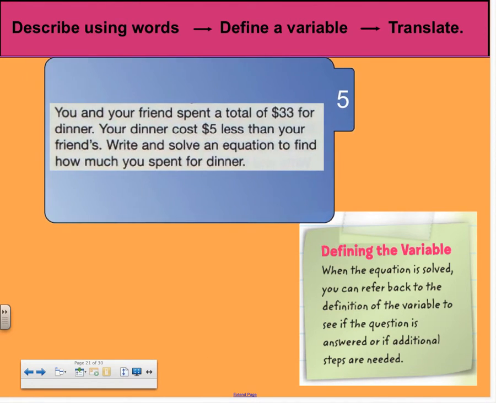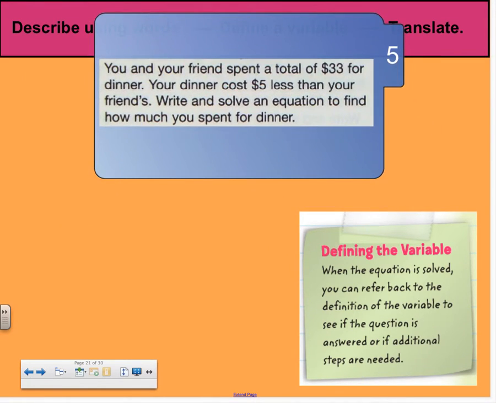So I want to look at this example right here. You and your friend spent a total of 33. So that's easy, right? Whatever we write down is going to equal 33. So that's nice. Your dinner cost $5 less than your friend's. Write and solve an equation to find how much you spent for dinner. Okay? So let's say friend's dinner.